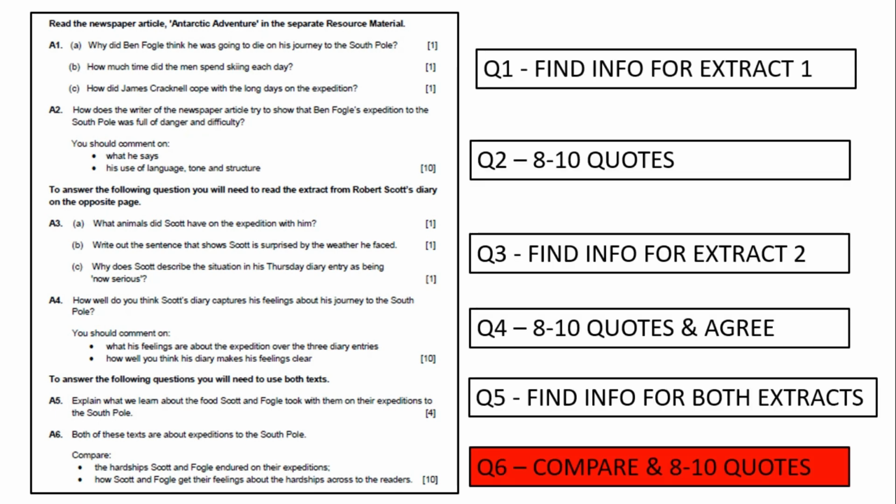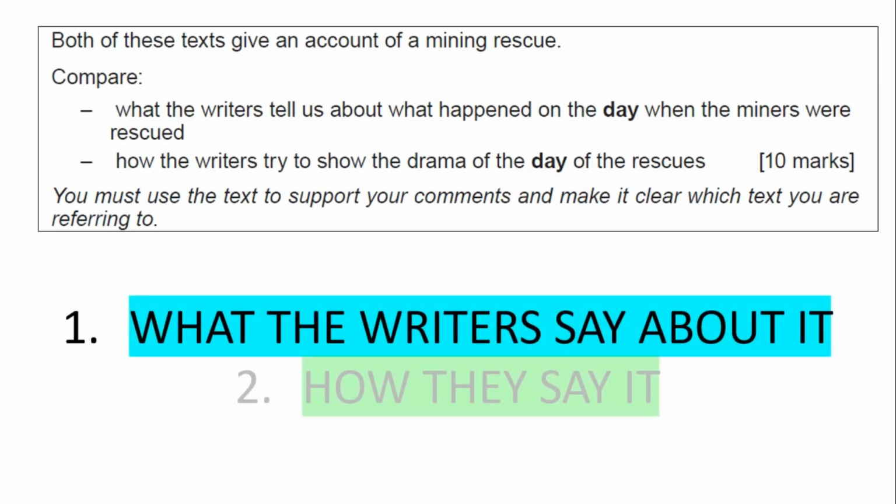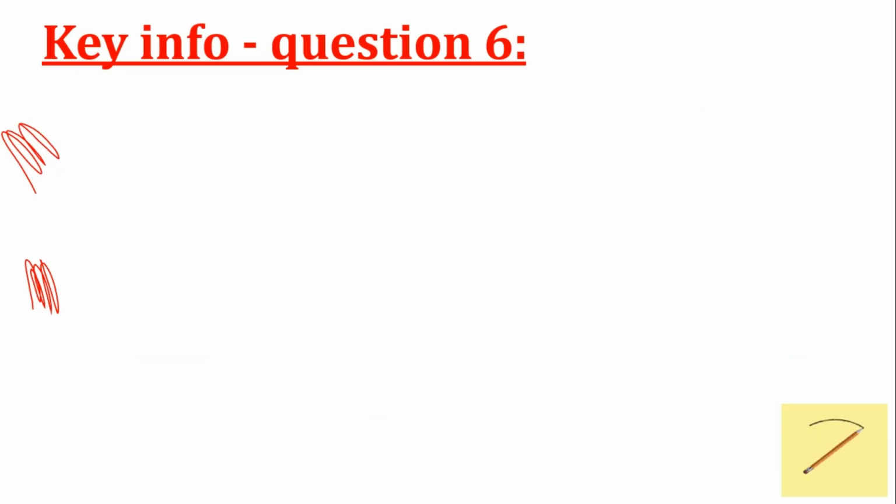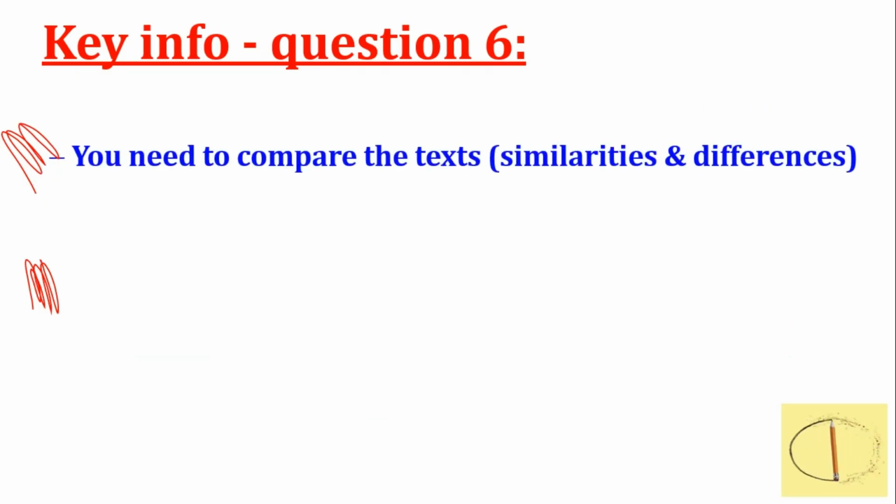Okay, so it's the last question in the exam. It's basically asking you what the writers say about the day of the mine and how they say it. You need to compare the texts, saying what the similarities and differences are. If it was me, I would try to find the similarities first, so find 3 or 4 similarities. If you can't find any more similarities, do a difference.